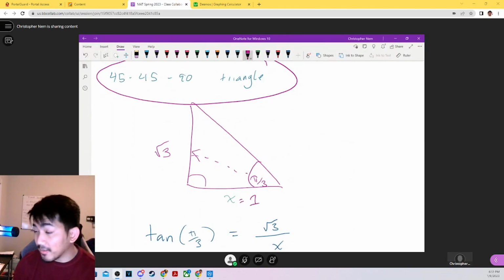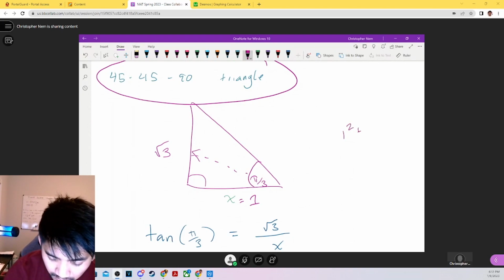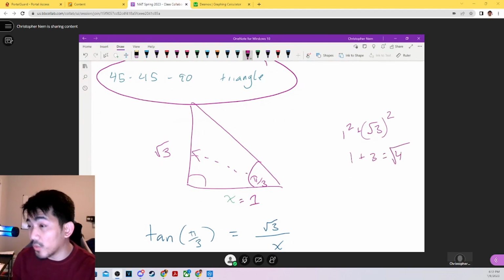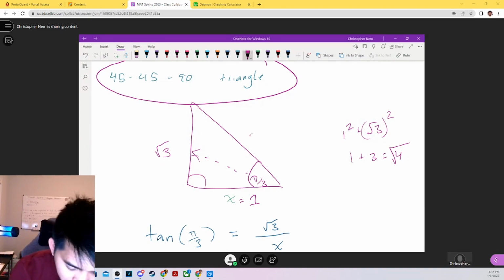Now if you did the Pythagorean theorem, 1 squared plus square root 3 squared, this is 1 plus 3, which is equal to 4. And we have to square root that at the very end. A squared plus b squared equals c squared. C squared is equal to 4. So c is equal to 2.